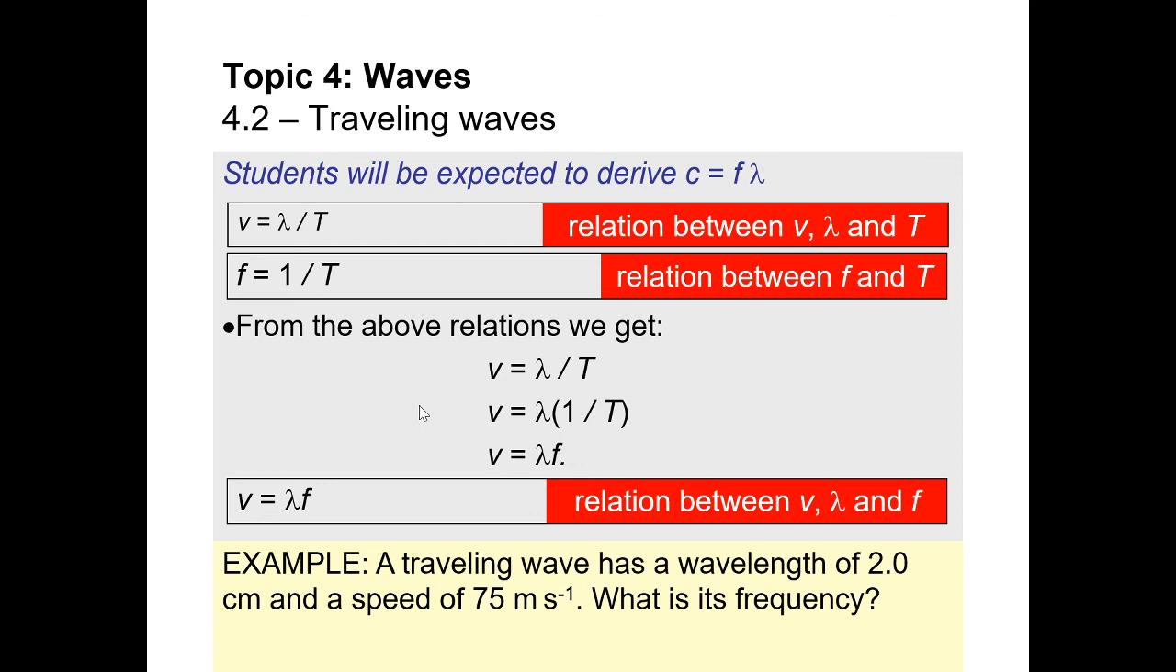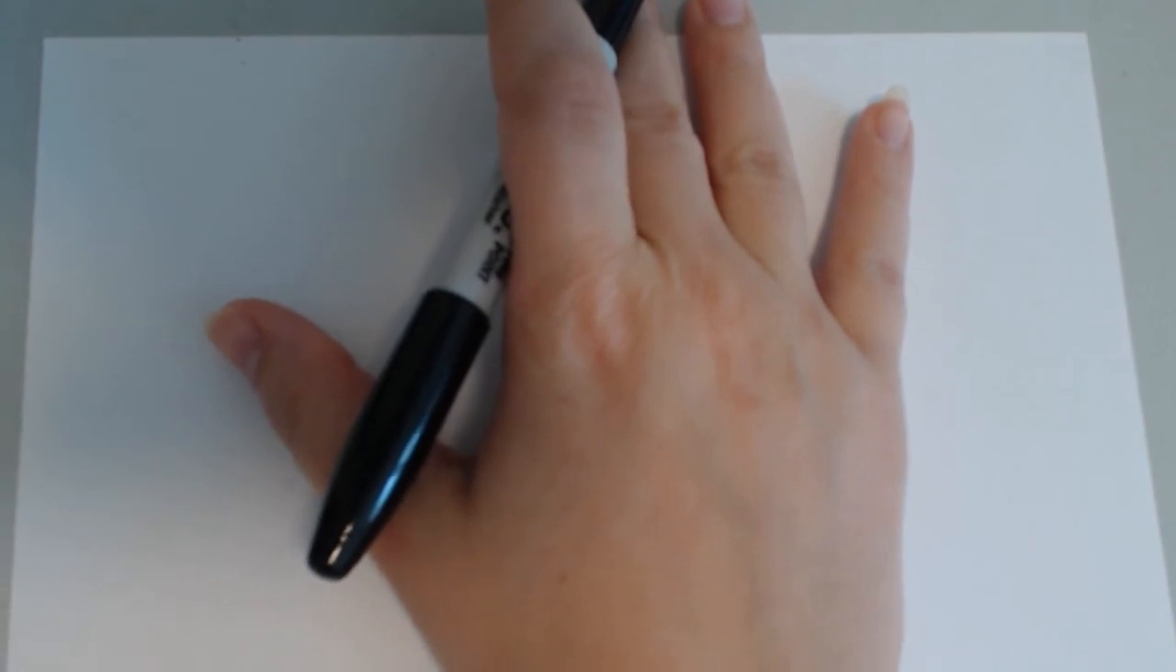All right, example. A traveling wave has a wavelength of 2 centimeters and a speed of 75 meters per second. What is its frequency? You'll probably notice there's a lot less calculation in this section compared to previous sections that you've done, but there is a lot of conceptual knowledge you have to understand. So we have a wavelength of 2 centimeters, and a wave speed of 75 meters per second, and we have to find the frequency.